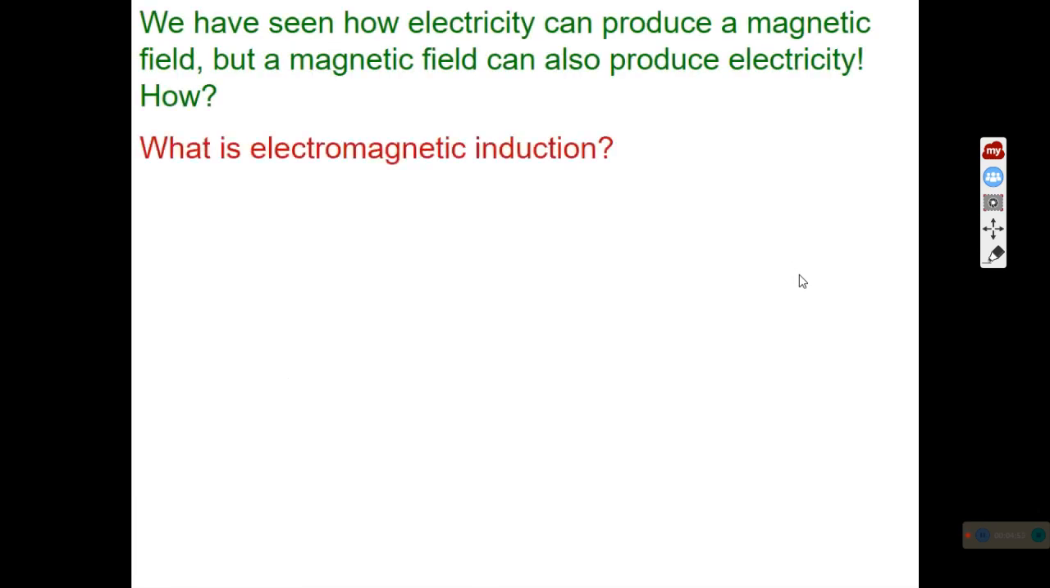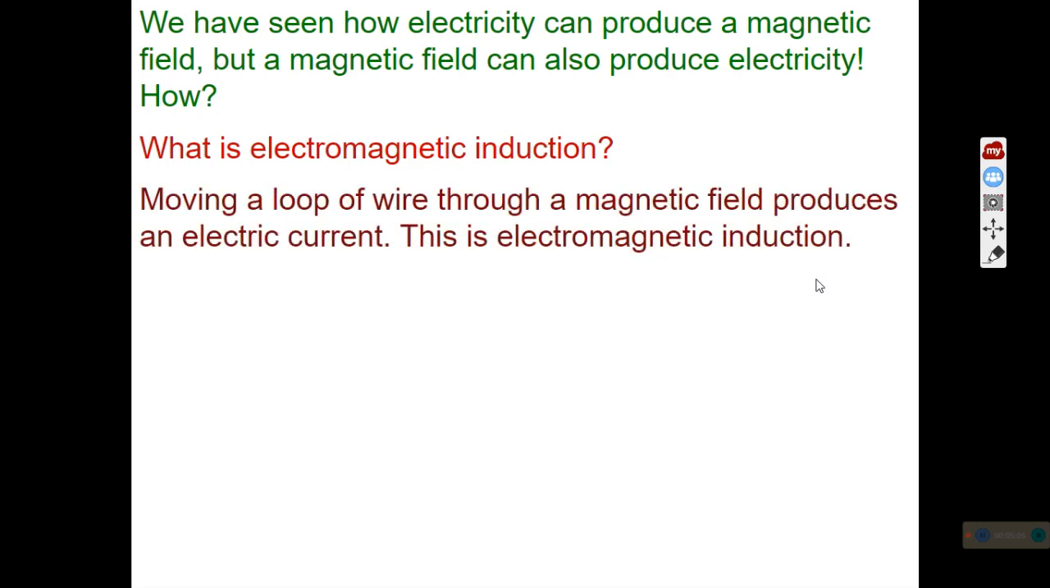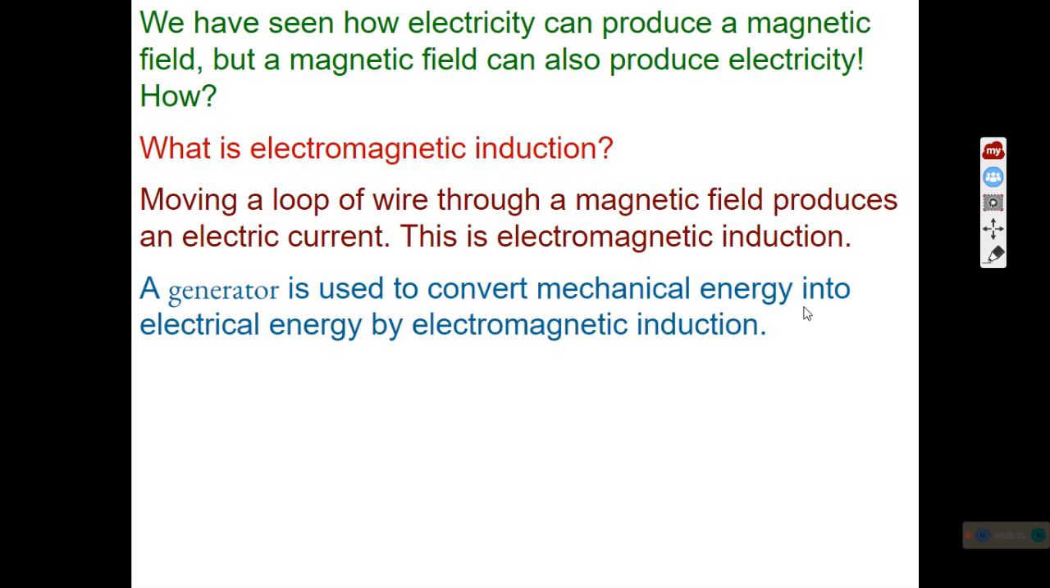Now, how is electricity producing a magnetic field, but a magnetic field is also going to be used to produce electricity? Well, we have a thing called electromagnetic induction. We just talked about the electromagnet being the core of metal wrapped with a wire and attached to a battery. But moving a loop of wire through a magnetic field we know produces a current. This is called electromagnetic induction.